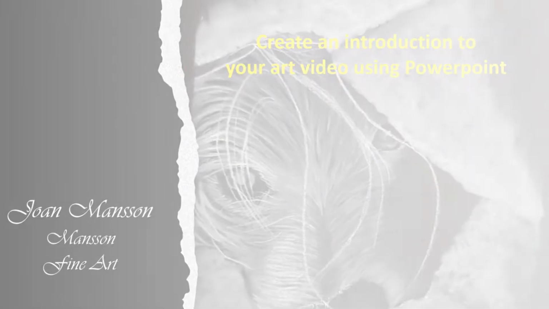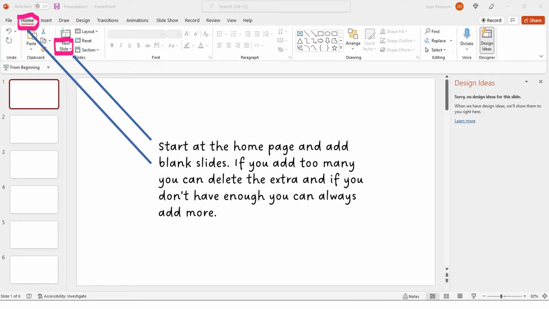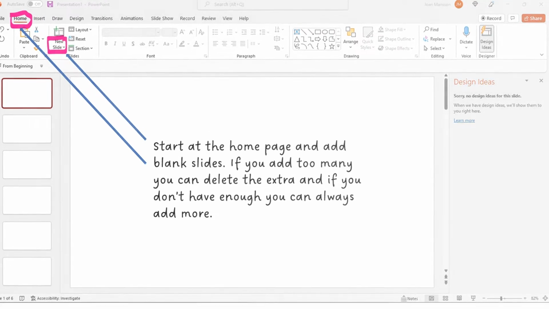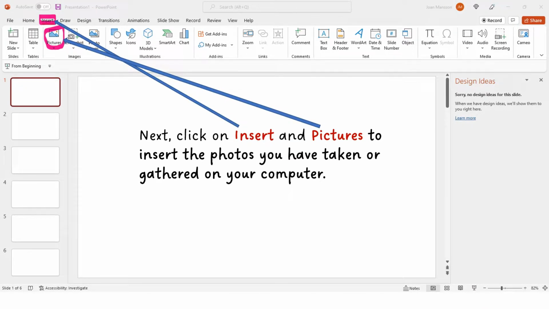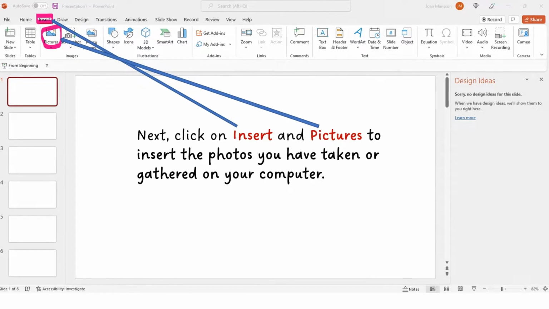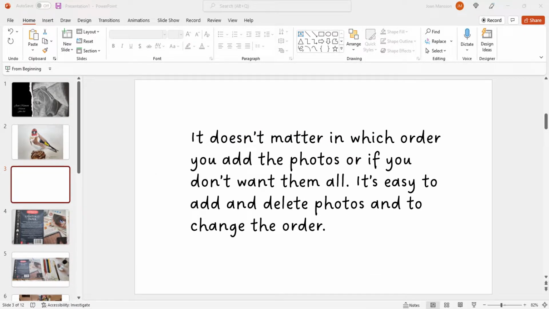If you're not familiar with or haven't used it, you can rent it with other Microsoft products for $6.99 a month. I start at the home page and I add blank slides. You can add as many as you want. You can delete them as you go or add more as you go. Then I moved on to the insert button and clicked on pictures to insert any of the photos that I've already taken. Again, as many photos as you like can be added. They can always be added and deleted and moved around.